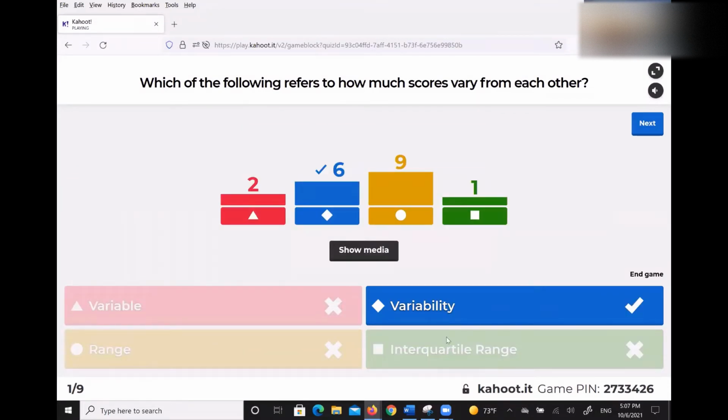Right, the answer is variability. It will show how far the data values are away from each other, and you will learn it today. Let's move on to the next one.